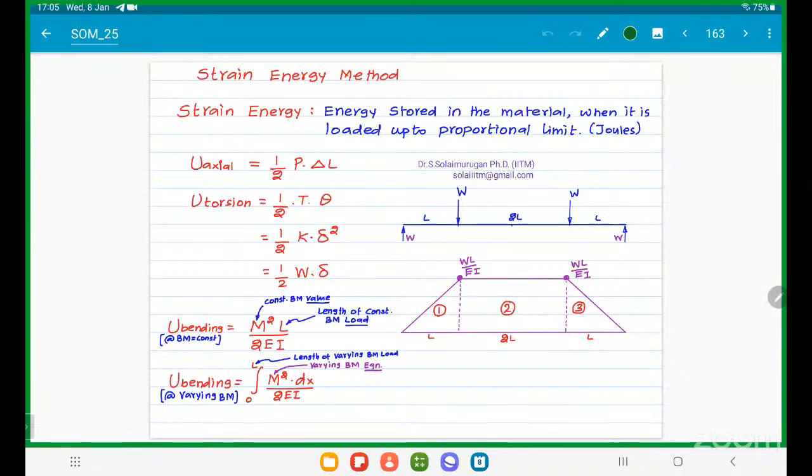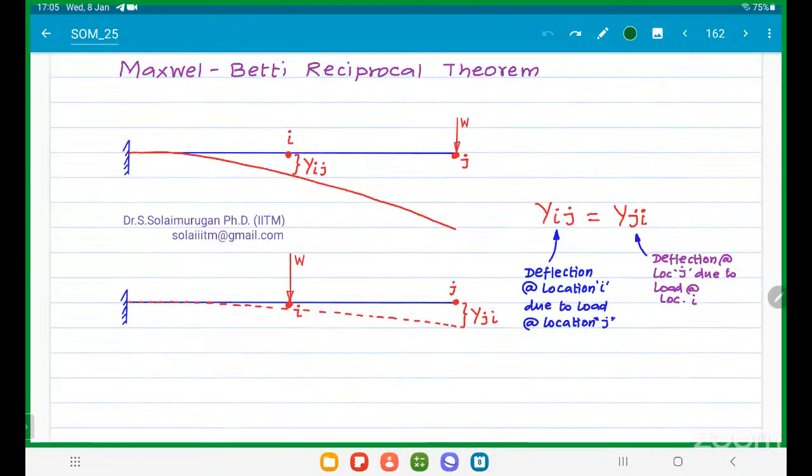Next, strain energy method. What is strain energy? Energy stored in the material when it is loaded up to... This is an interview question.